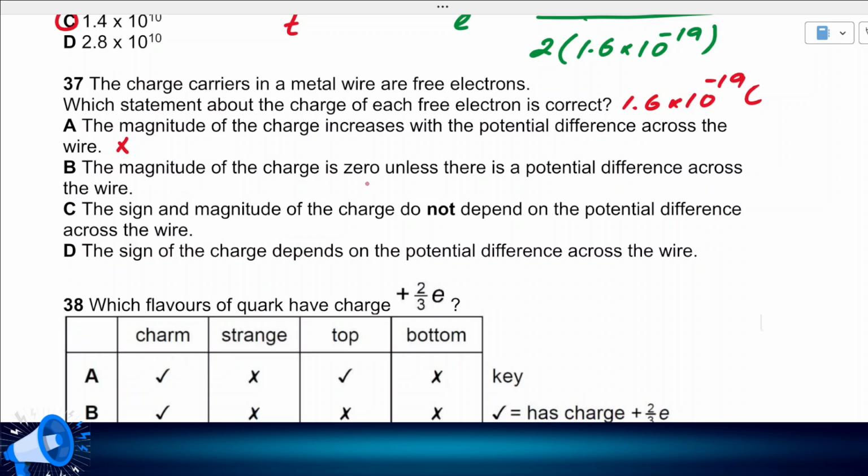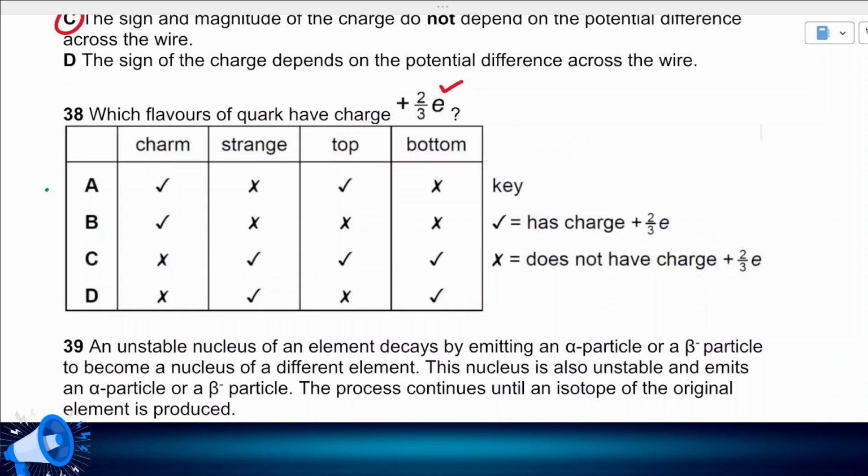The magnitude of charge is 0 unless there is no. The electron would still have a charge, but the charge passing through the conductor would be 0, but the electron would still have the charge.